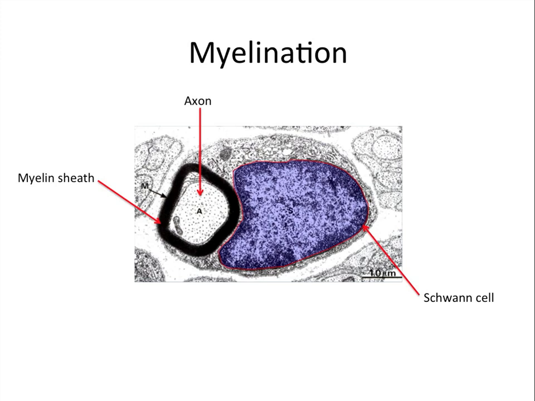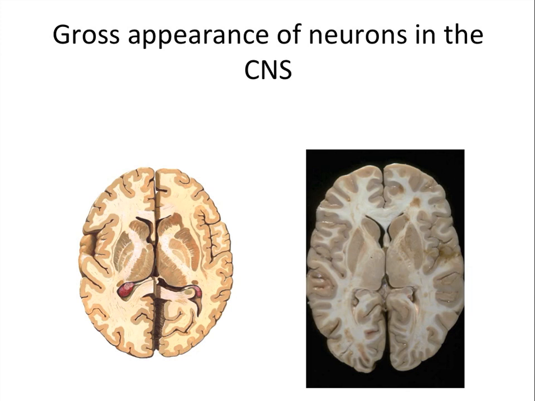Now this myelination actually has a lot of relevance to when we look at the neural structures grossly, because we can see two different types of matter. We can see white matter and we can see grey matter. And this is just a cross-section, a transverse section through the brain.